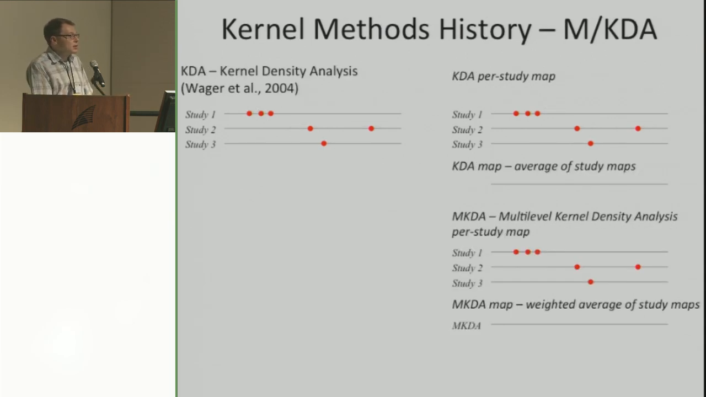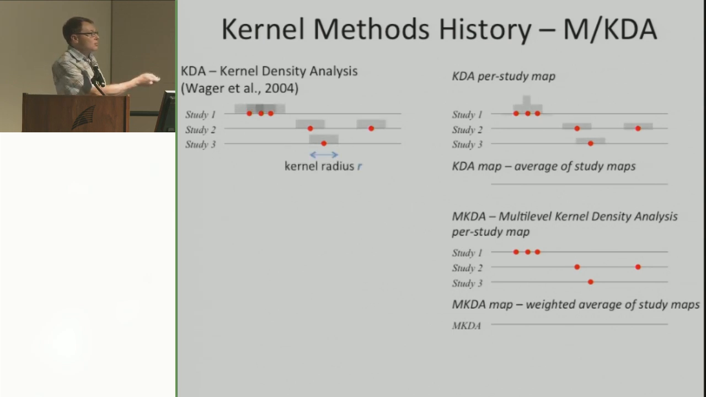Okay, so MKDA is actually quite similar, except there's just one change, which is instead of plopping down Gaussians, we plop down boxcars in one dimension, which is spheres in 3 dimensions. And the way that the KDA specified that you combine these is you just sum them up, and then you just average these to make the MDA study map.